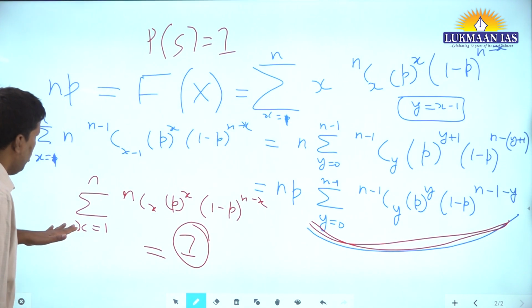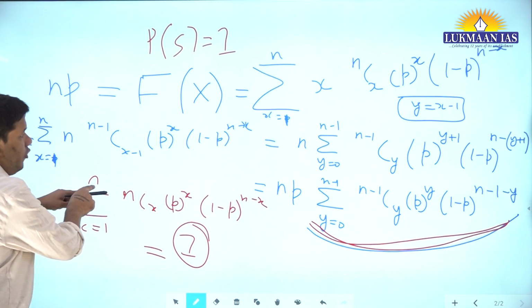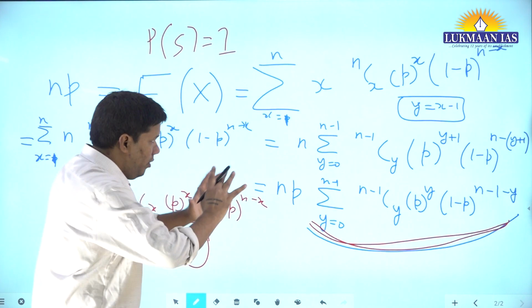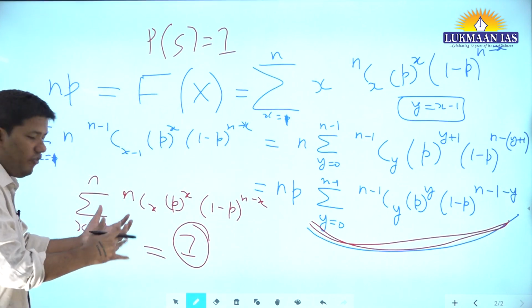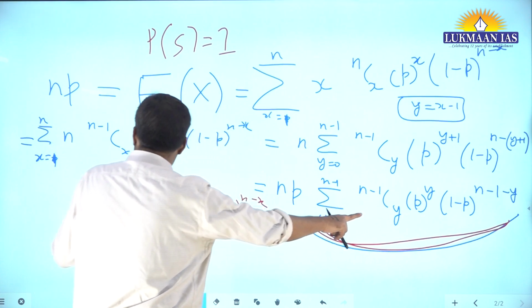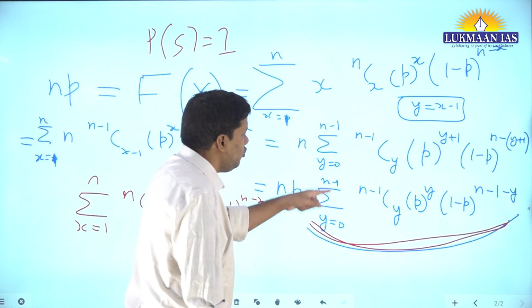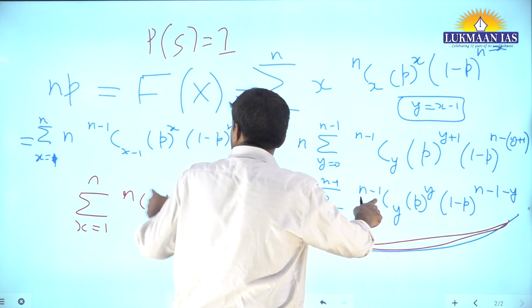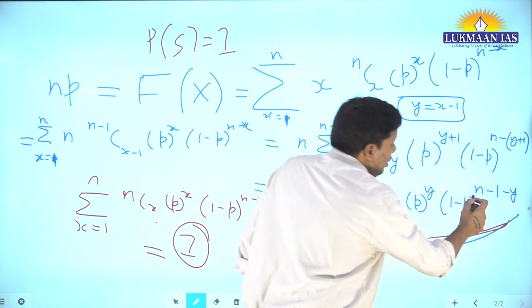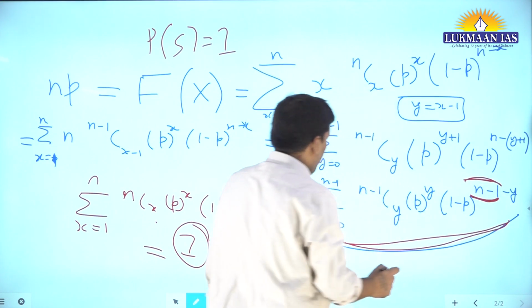Instead of x equal to 1, y equal to 0, and n is varying to n minus 1. It looks the same thing, just written in a different form. Here the limit is varying from x equal to 1 to n. Here it is varying from 0 to n minus 1. Here n is replaced by n minus 1, and x by y.